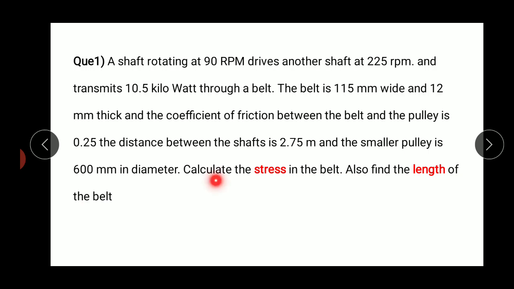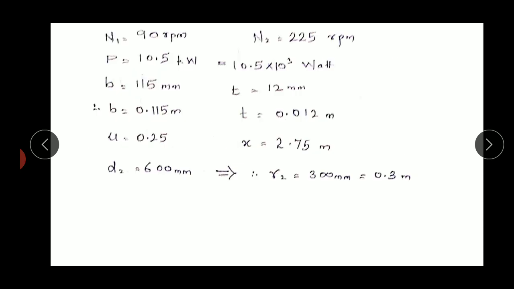So the stress we have to calculate is for open belt drive, as well as the length of the belt we have to calculate for the open belt drive, because stress is dependent on the force, that is tension in the belt, and in open belt drive and cross belt drive we will get different tensions in the belt. For all the same data, still we will get different stress in open belt drive and cross belt drive. So whenever it is not mentioned which type of belt drive it is, always consider it is open belt drive.